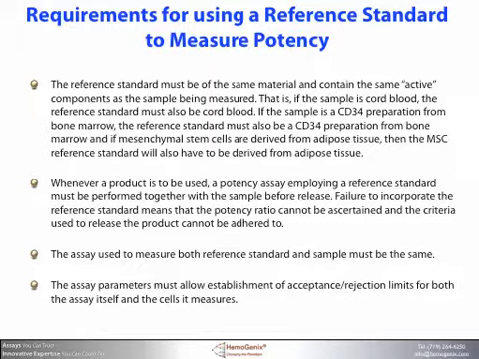Whenever a product is to be used, a potency assay employing a reference standard must be performed together with the sample before release. Failure to incorporate the reference standard means that the potency ratio cannot be ascertained and the criteria used to release the product cannot be adhered to. The assay used to measure both reference standard and sample must be the same. The assay parameters must allow establishment of acceptance-rejection limits for both the assay itself and the cells it measures.